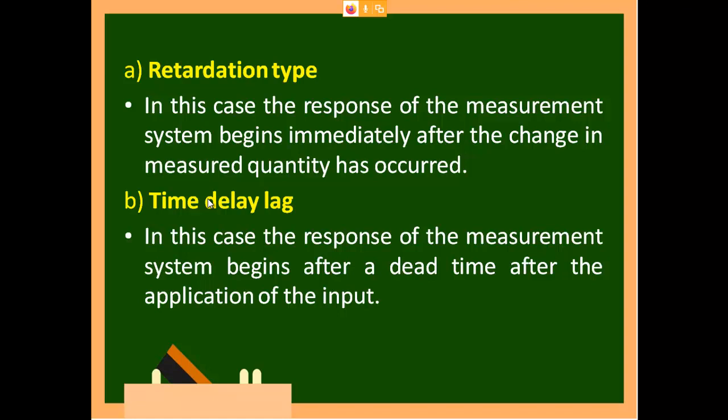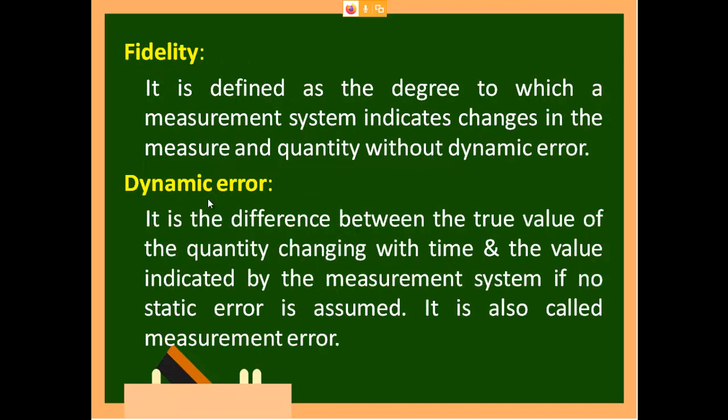So let us move on to the next one. Then it is fidelity. It is defined as the degree to which a measurement system indicates change in the measured quantity without dynamic error. So if they say I am highly faithful, it means I am capable of changing from one position to another position without having any dynamic error.